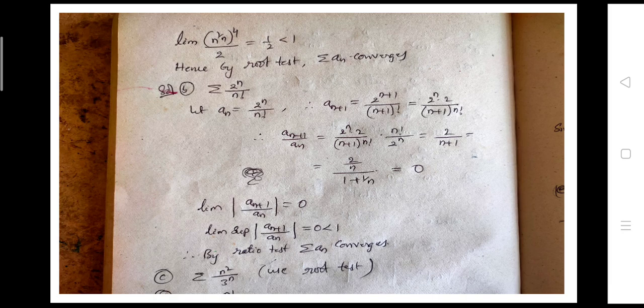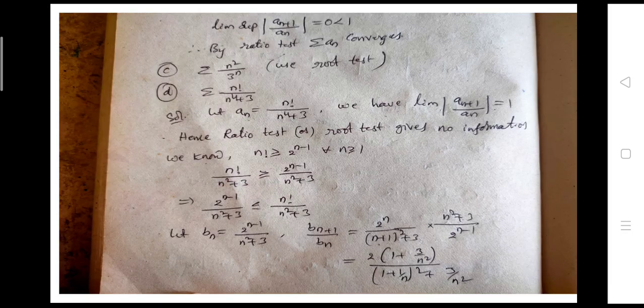Now solution C, sigma n^2 by 3^n. Use root test, you can find this value. Now continue the next slide. That is n squared, sigma n^2 by 3^n, we are using root test, you can find this one. And D, sigma n factorial by n^4 plus 3.